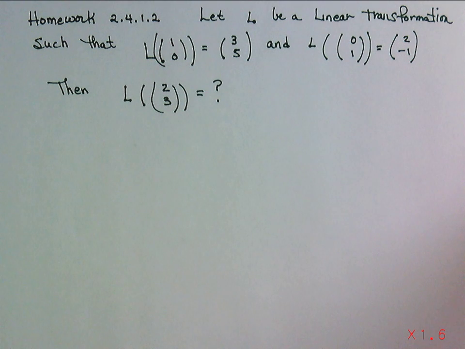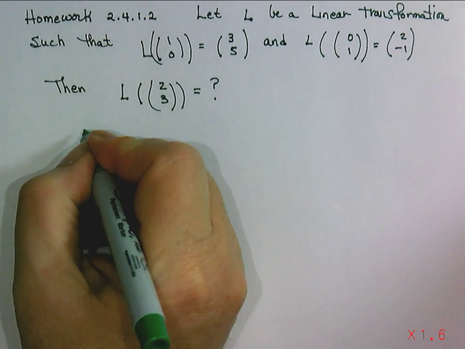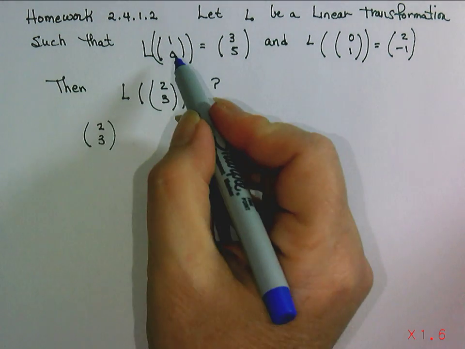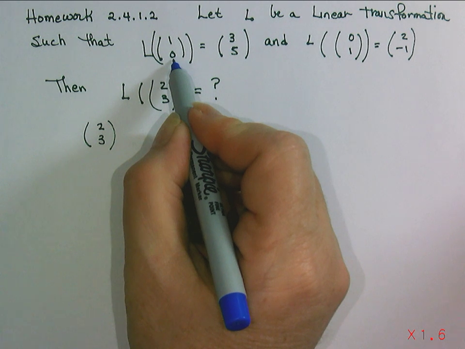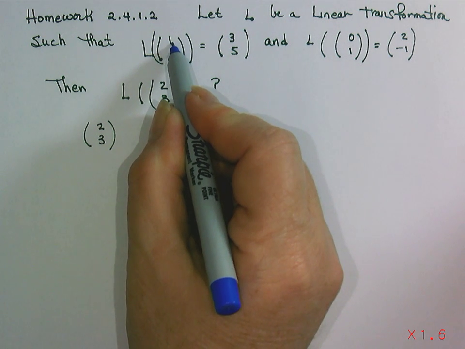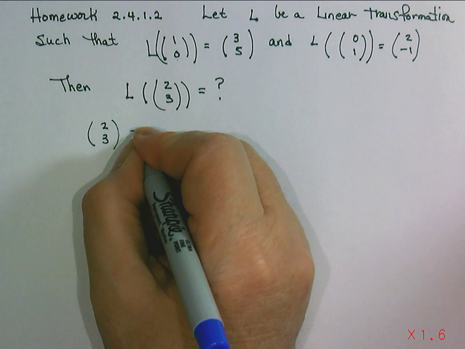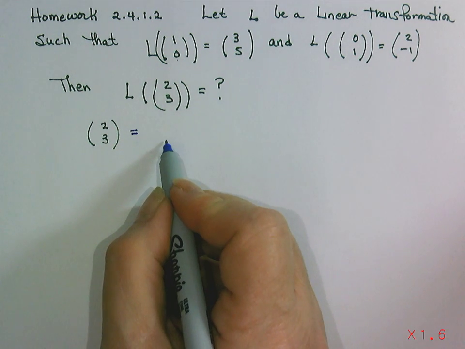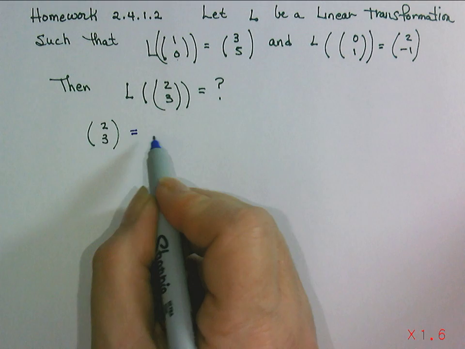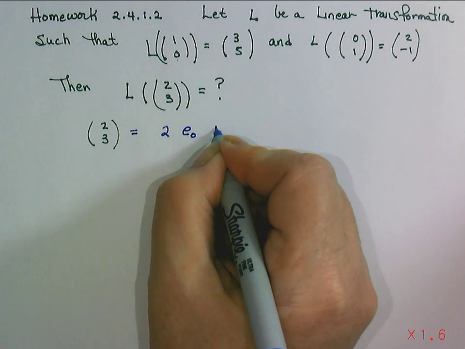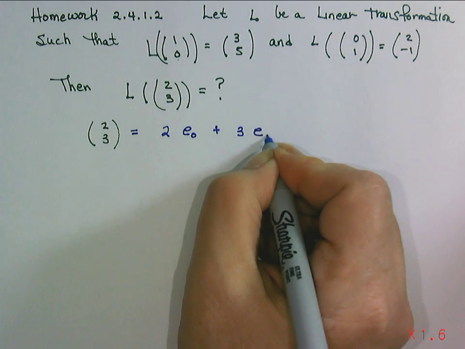First thing I do is I consider this vector (2, 3). I also consider what I know. I know L of, well, actually, this is the unit basis vector E sub 0, and this is E sub 1. I also know that any vector can be written as a linear combination of some scalars with unit basis vectors. So I can write this as 2 times E sub 0 plus 3 times E sub 1.